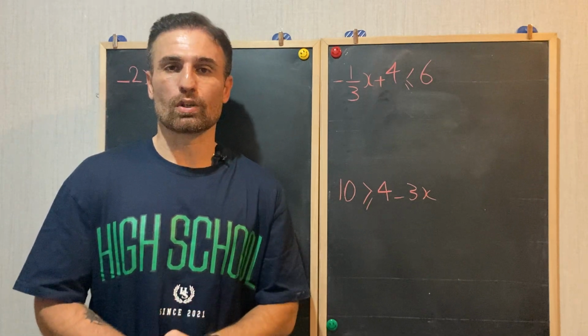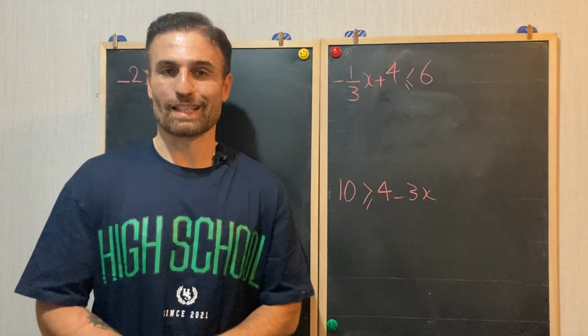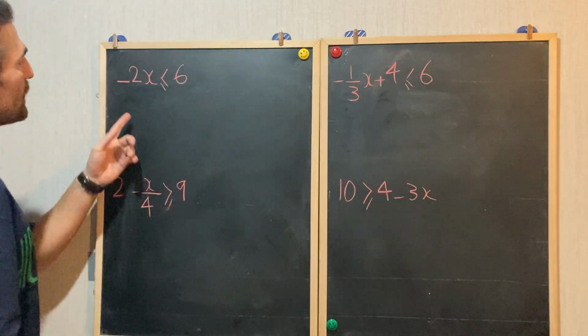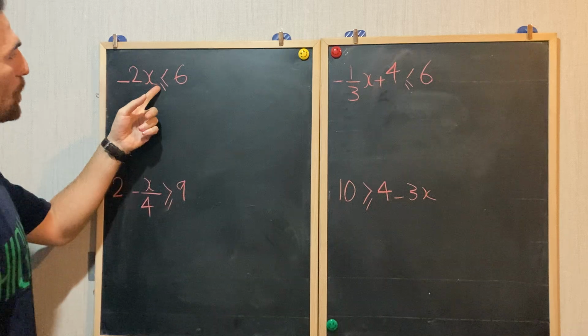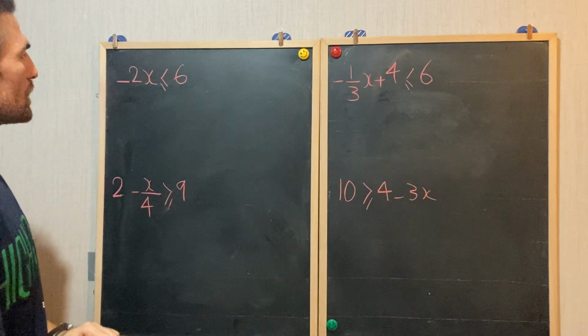In this lesson, we are going to cover how to solve linear inequalities. So let's start with an example. First one, it says negative 2x is less than or equal to 6. What should we do to solve this linear inequality?